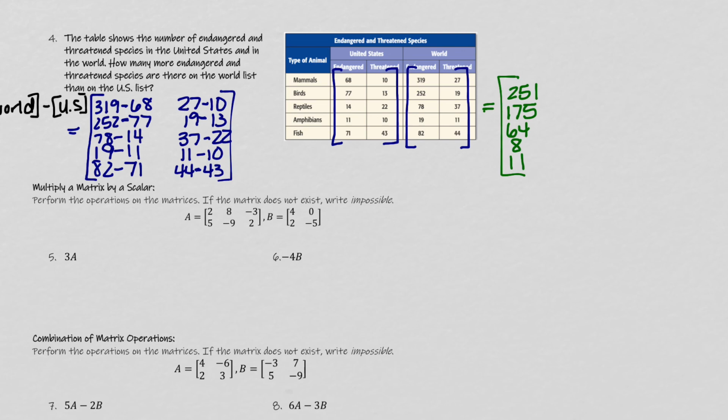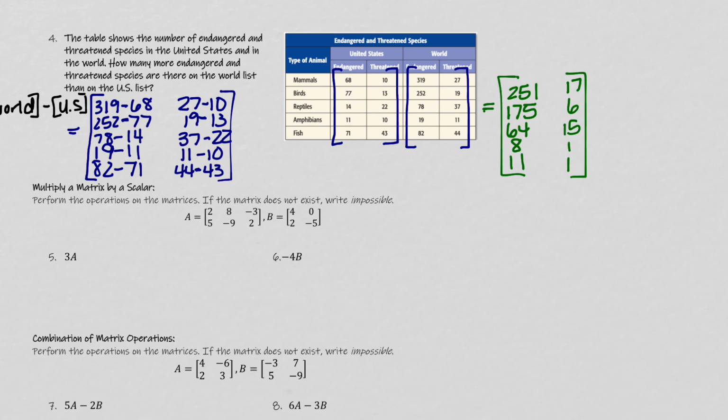And then to do the second column, 27 minus 10 is 17. 19 minus 13 is 6. 37 minus 22 is 15. 11 minus 10 is 1, and 44 minus 43 is 1. Okay, so that is showing me how many more endangered and threatened species there are in the world, well, outside of the United States in the world.